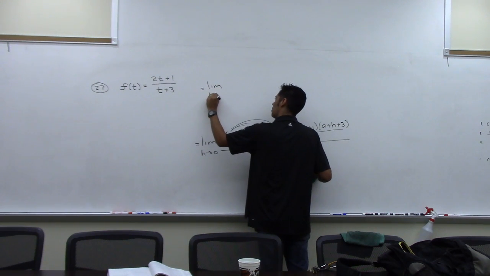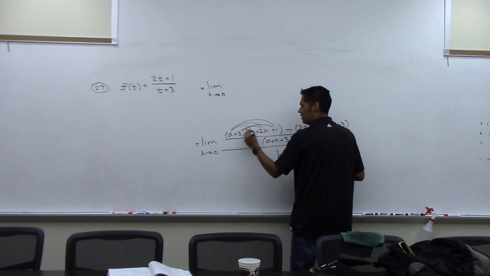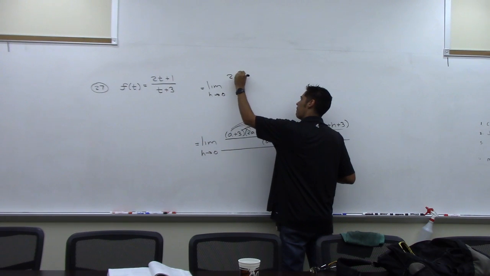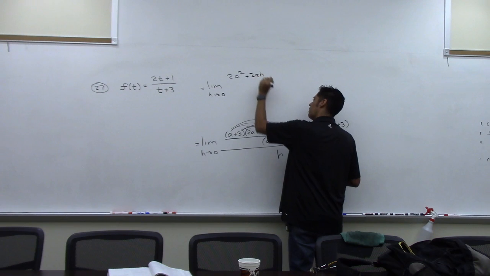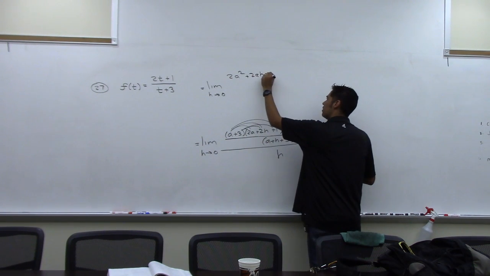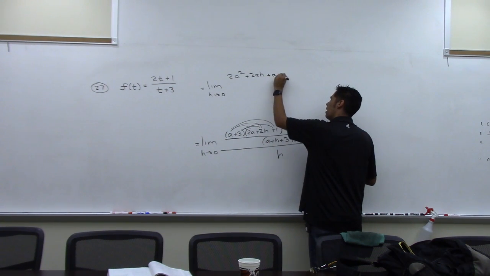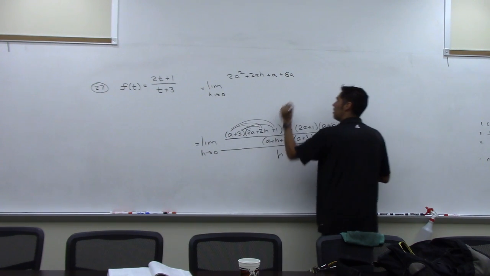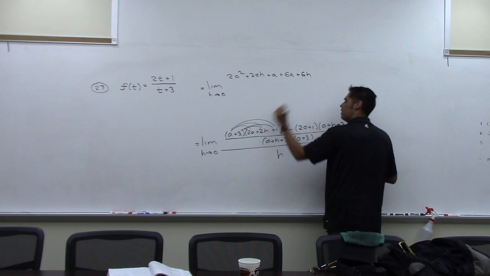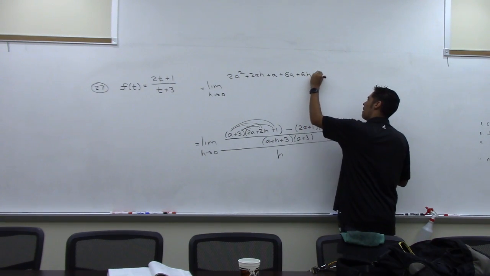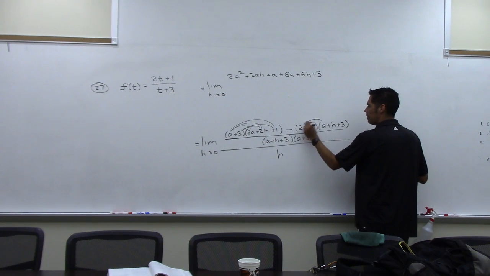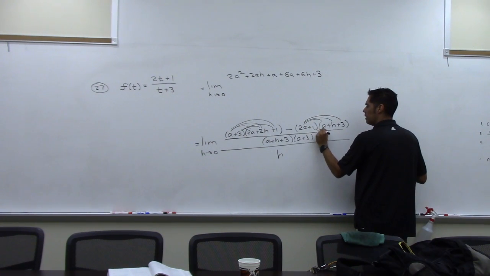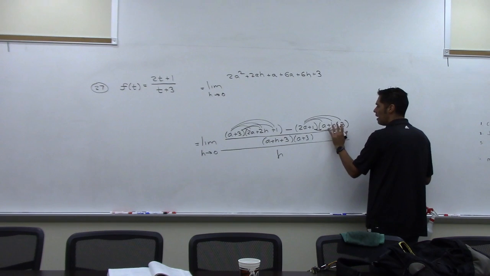Limit h goes to 0. Okay, a times 2a is 2a squared. A times 2h is 2ah. A times 1 is just a. Plus 3 times 2a is 6a. 3 times 2h is 6h. 3 times 1 is 3. All right, that's it for that first one. Then I have to do this one, here, here, here, here, here, here. And whatever I get, I'm going to subtract.